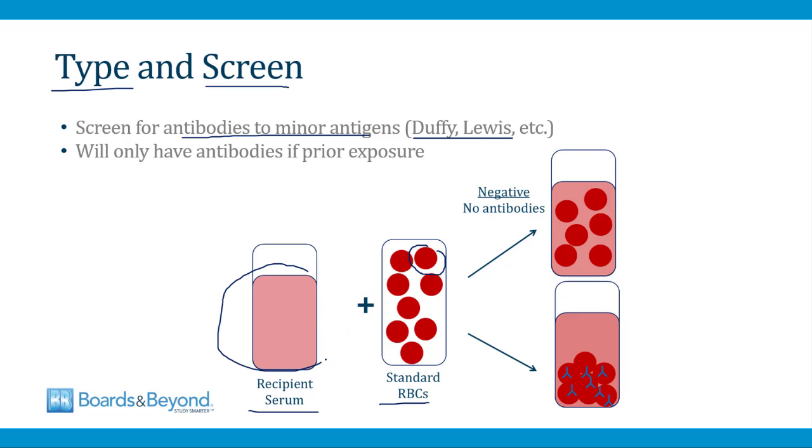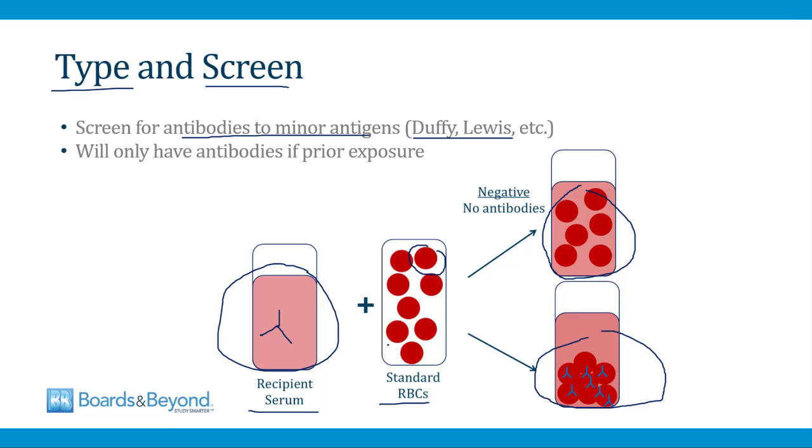If the recipient's serum has no antibodies to minor antigens present, then it will be a negative test and there will be no agglutination that will occur. If, on the other hand, the patient's serum does have antibodies present, then agglutination of the standard red blood cells will occur after you mix the serum with the standard cells.